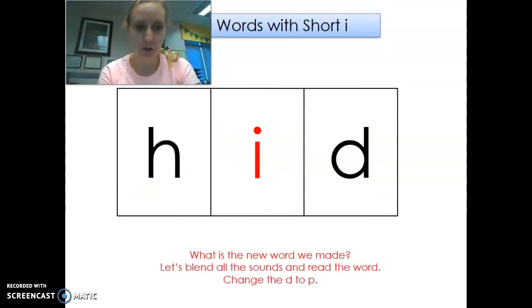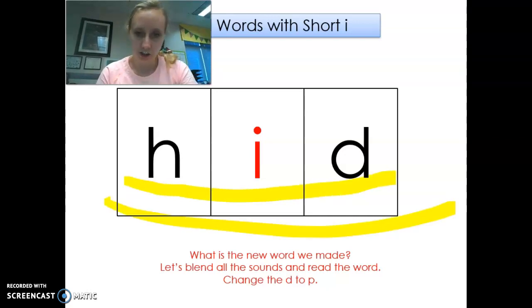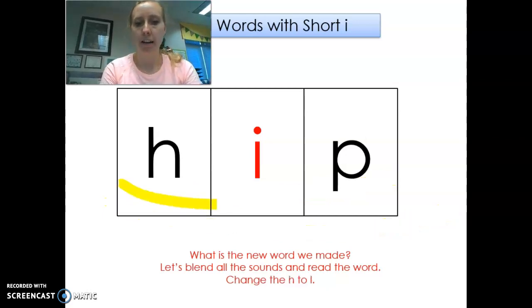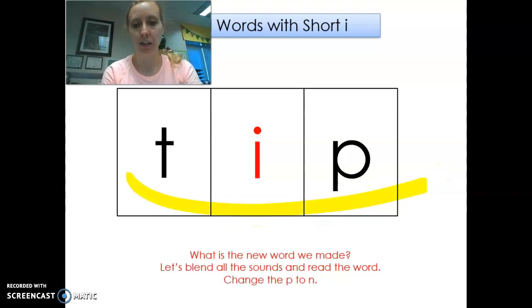Okay, we are going to make some new words just by changing one sound. So let's start with this. Let's blend it. Hid, the word is hid. Change the d to p. Hip. Change the h to l. Lip. Change the l to t. Tip.